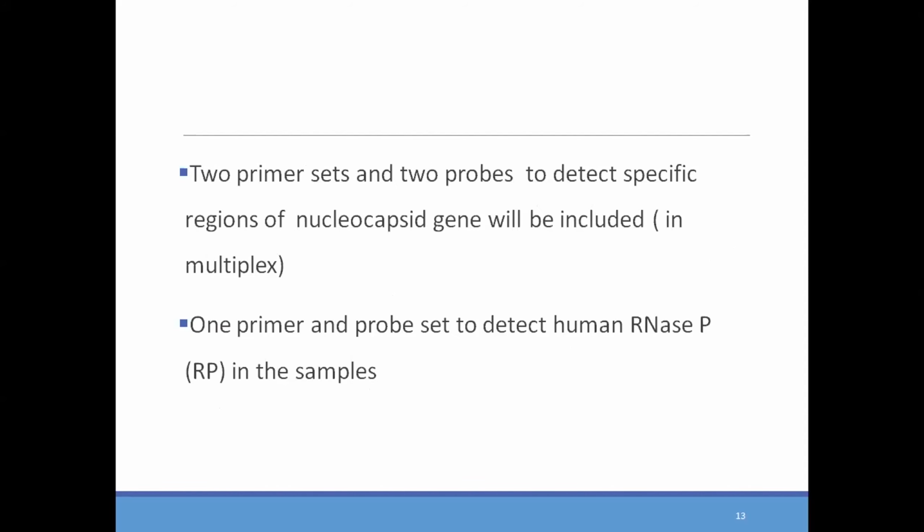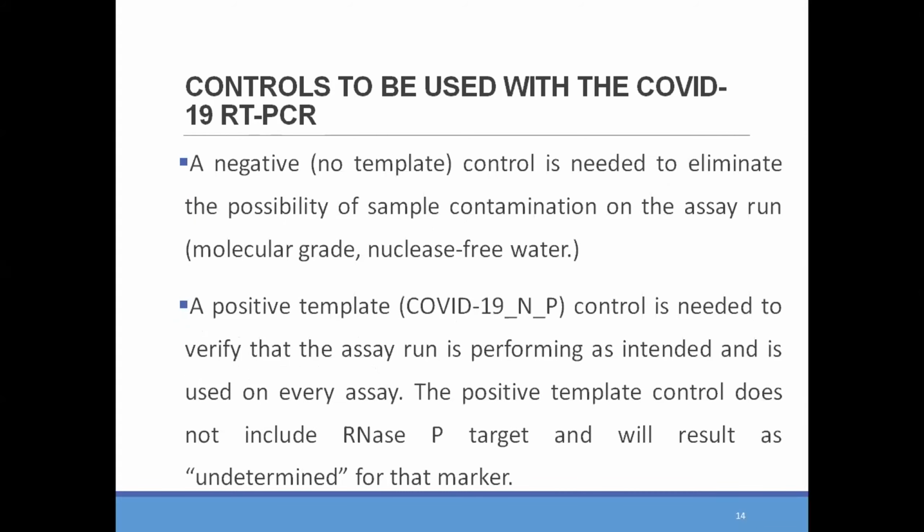Different labs use different protocols. If we are using the multiplex, then usually we use 2 primer sets and 2 probes to detect specific regions of the nucleocapsid gene of the novel coronavirus. And also, we will be using 1 primer and probe set to detect the human RNase P gene as an internal control. Then when we look at the controls, we have to use a negative control without a template, to eliminate any sample contamination during the assay run.